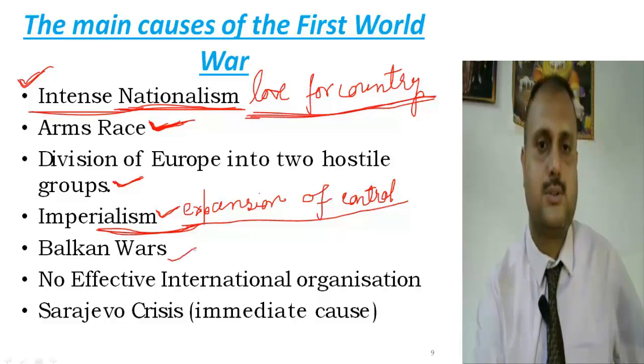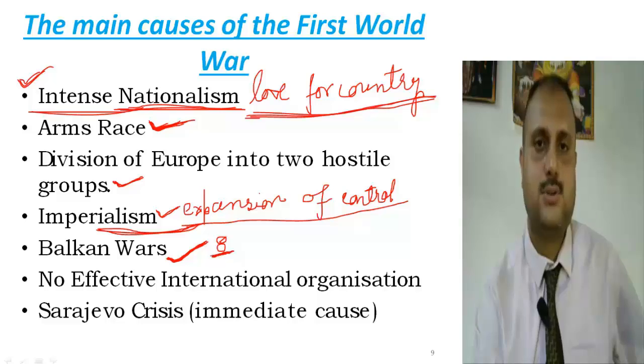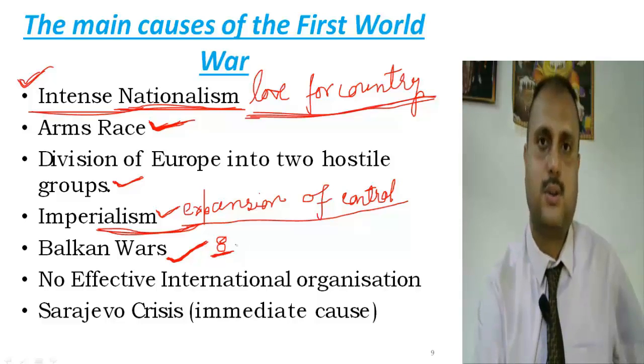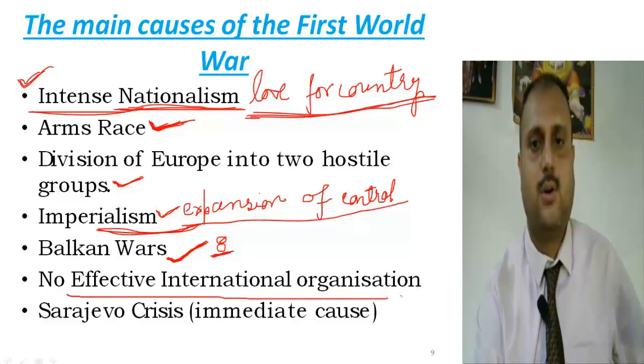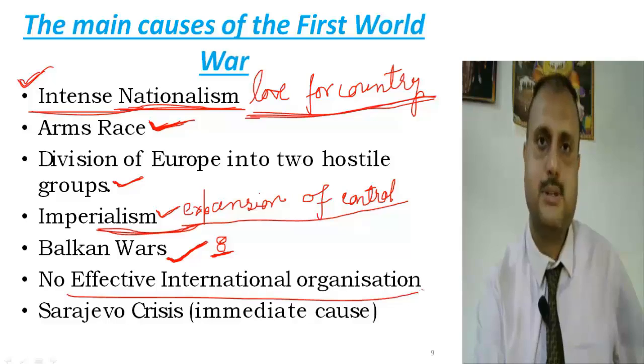Now the Balkan Wars. Countries like Montenegro, Romania and Bulgaria come under the Balkans. All these countries are called the Balkan states. There are a total of 8 Balkan states, among whom Turkey was ruling. So the Balkan War was also an important cause for the First World War. Next one, no effective international organization to maintain international peace and security.